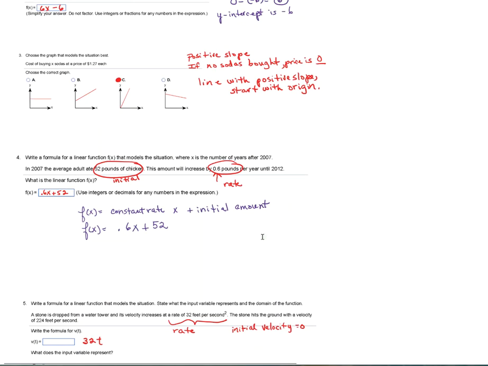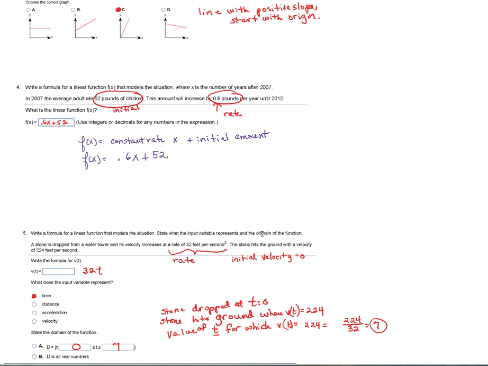Number 4, write a formula for a linear function that models this, where x is the number of years after 2007. So in 2007, the average adult ate 52 pounds of chicken. That amount will increase by 0.6 pounds per year until 2012. So initial is what we start with in 2007, and this is our rate. You want to pull those numbers out or note them in your head.